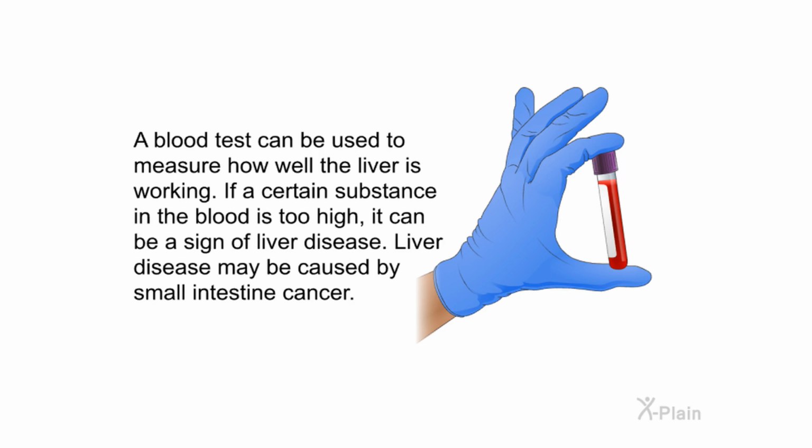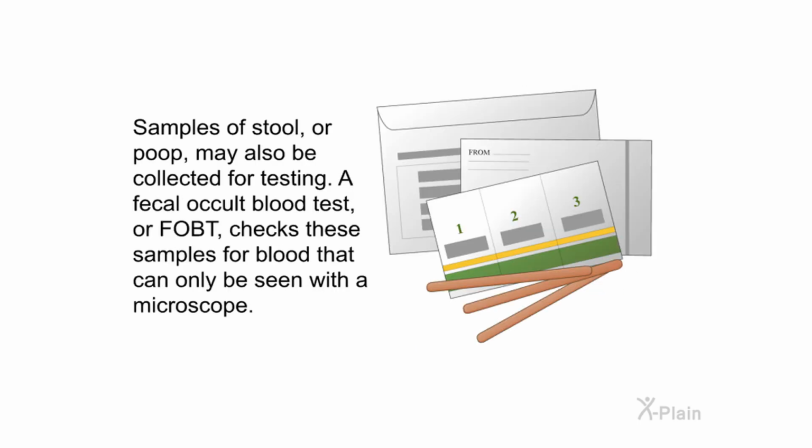A blood test can be used to measure how well the liver is working. If a certain substance in the blood is too high, it can be a sign of liver disease. Liver disease may be caused by small intestine cancer. Samples of stool or poop may also be collected for testing. A fecal occult blood test, or FOBT, checks these samples for blood that can only be seen with a microscope.